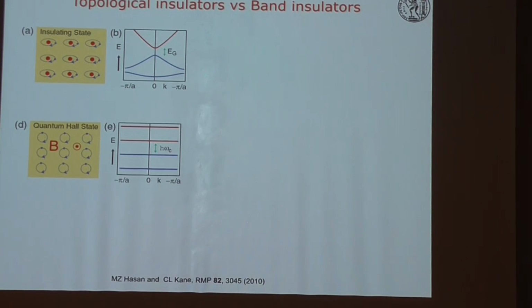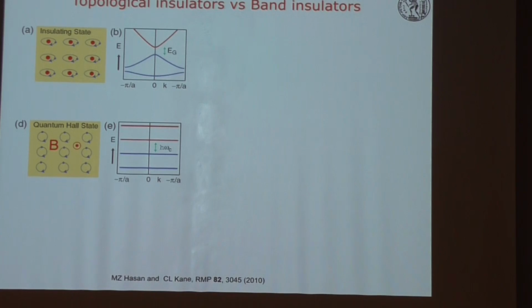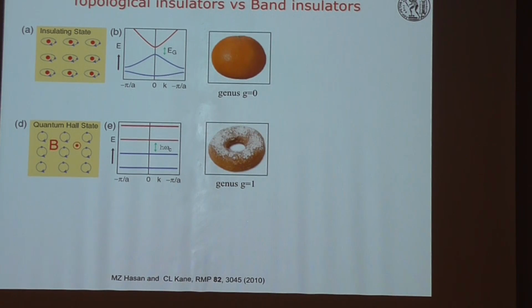In the presence of a magnetic field, the electronic states are like the well-known Landau levels. So the real difference between these two types of insulators is their topology. The one has a topology of a spherical or almost spherical shape, the other of a torus.